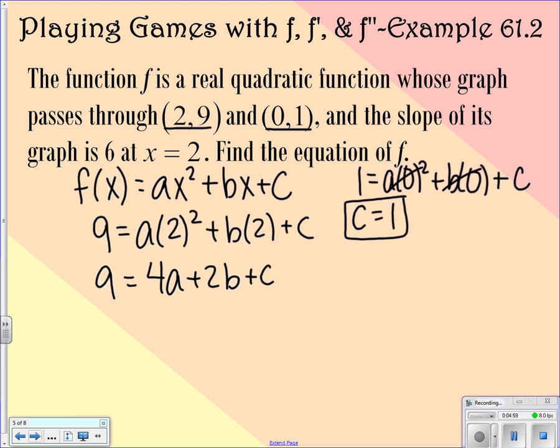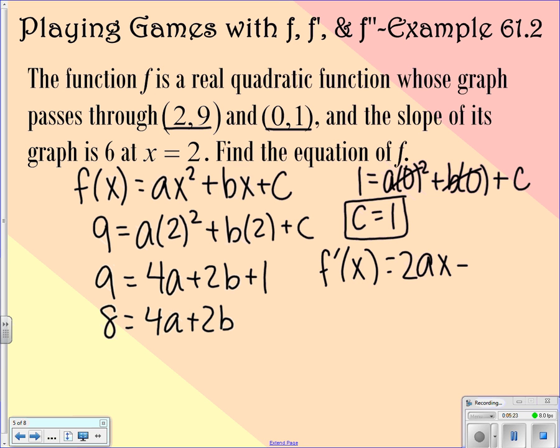Now we've got to find a and b. I can go ahead and plug in a 1 here, which will make this equation 8 equals 4a plus 2b. Now I'm going to need to use the derivative because that's what your slope is. It's just the derivative of your function. So our derivative is going to be 2ax plus b. And they tell me that the derivative equals 6 when our x value is a 2. So that means that 6 equals 4a plus b.